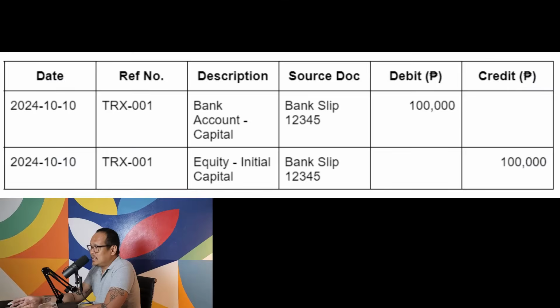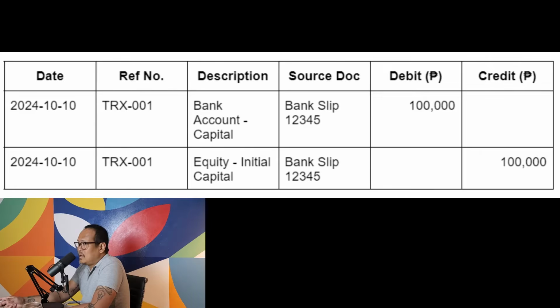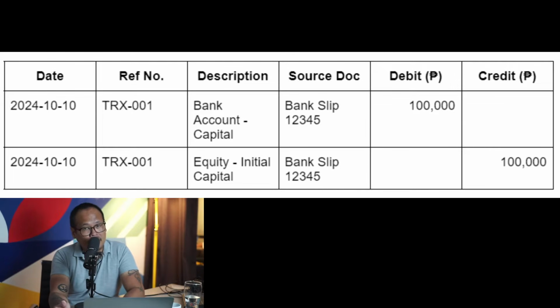Let's say on October 10, you open a business bank account and deposit 100,000. Your source document for this entry might be the bank deposit slip with a reference number for tracking. So here's how the ledger will look. In your journal ledger, you record the transaction date, the reference number, which is the deposit slip, and then the debit is your bank account in your chart of accounts, and the debit amount is 100,000.